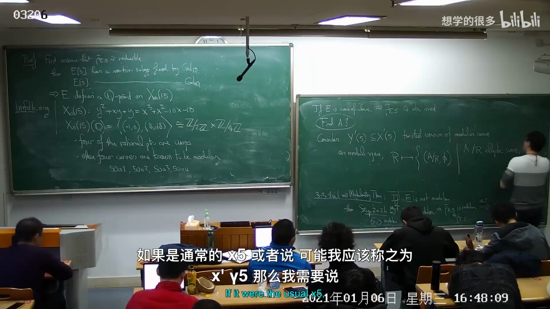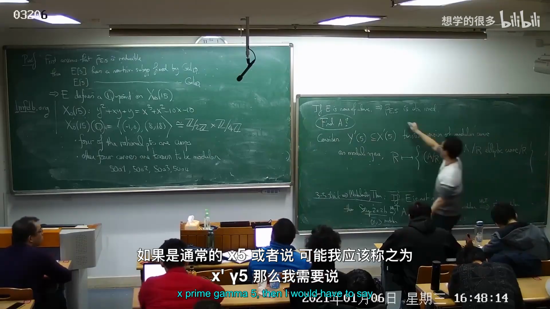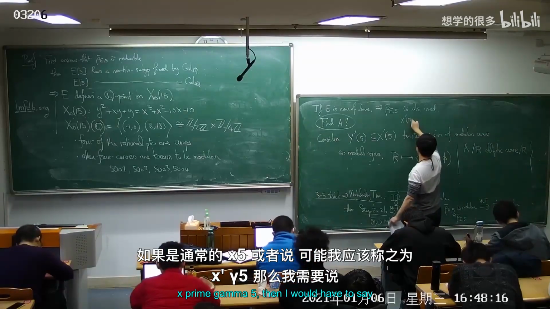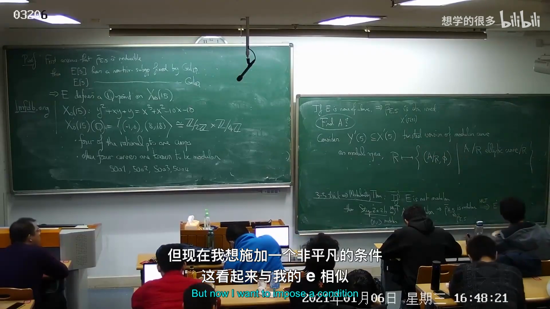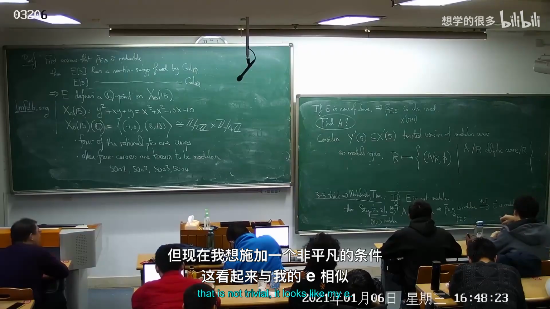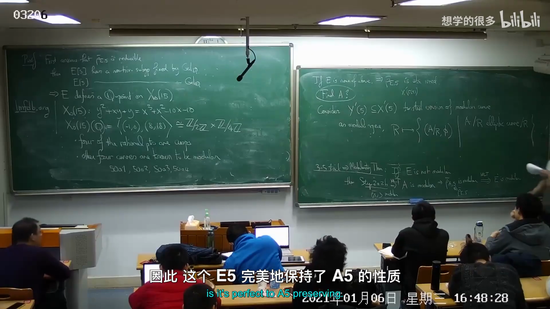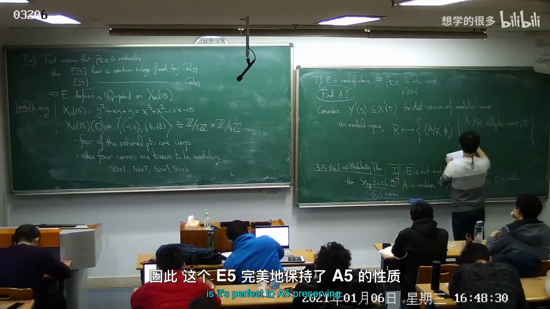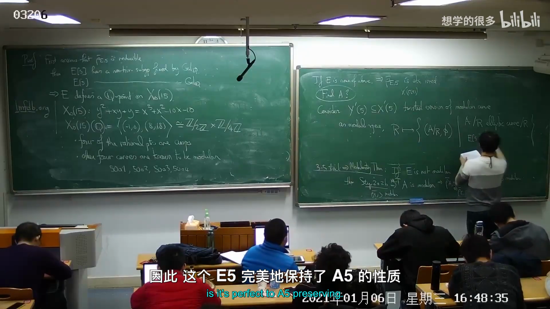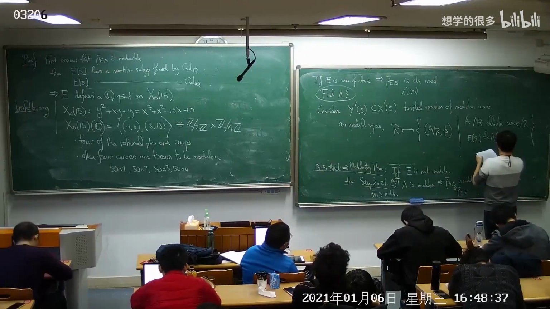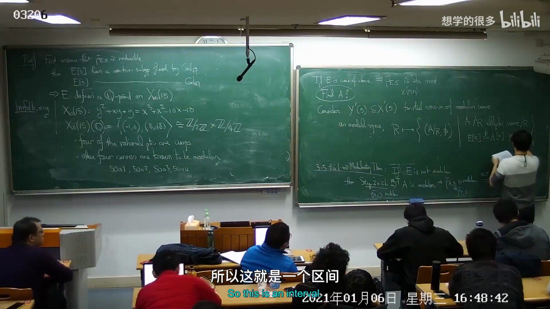If it were the usual X(5), or rather X'_Γ(5), then I would have to say all the 5 torsion of X to be trivial. But now I want to impose a condition that is not trivial, but rather it looks like my E. So this E[5] is isomorphic to A[5], preserving Weil pairing.